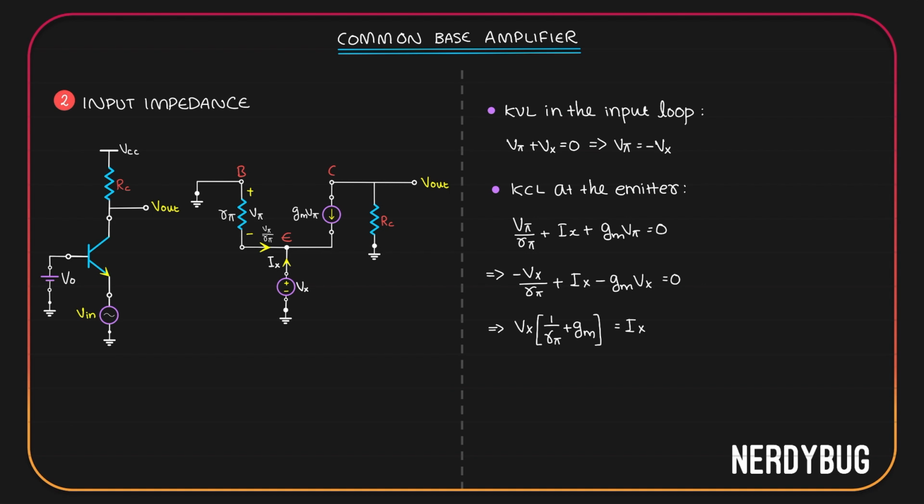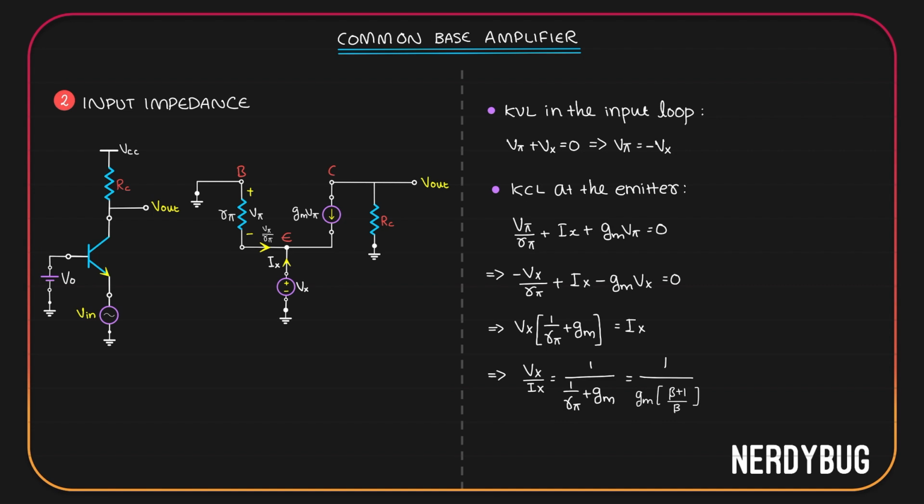What we want is Vx by Ix. From this equation, we can easily write it. Vx by Ix is 1 by (1 by R pi plus Gm). Now, we know beta is Gm R pi. From here, we can write 1 by R pi is Gm by beta. So, in the denominator, we get Gm by beta plus Gm. This can be written as Gm multiplied by (1 by beta plus 1). Now, 1 by beta plus 1 is beta plus 1 divided by beta.